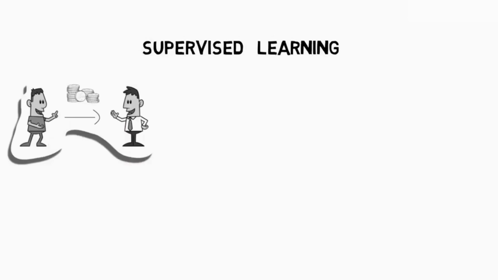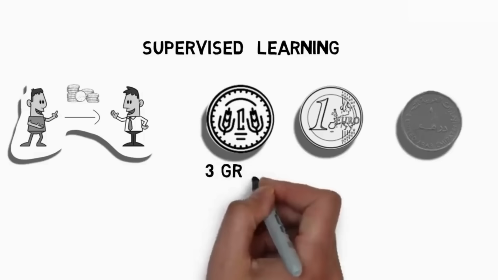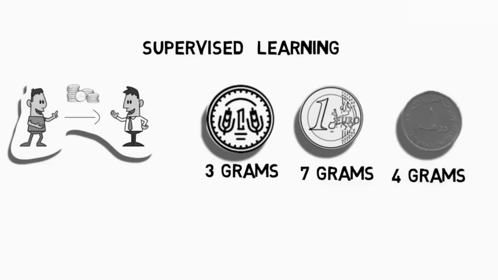Suppose your friend gives you 1 million coins of 3 different currencies, say 1 rupee, 1 euro and 1 dirham. Each coin has a different weight. For example, a coin of 1 rupee weighs 3 grams, 1 euro weighs 7 grams and 1 dirham weighs 4 grams. Your model will predict the currency of the coin.